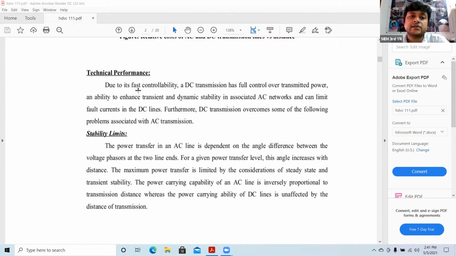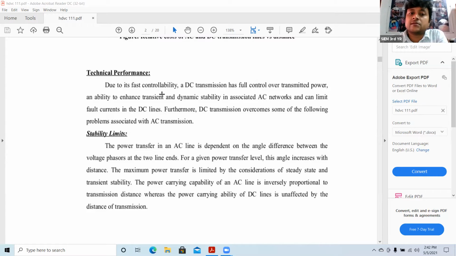Regarding technical performance, due to fast controllability. Now, this controllability term was there in control system 2, but control system 2 is not in your syllabus. But controllability we did in the syllabus, in the other control system course, state space. So controllability means you have to control all those parameters from the sending end.